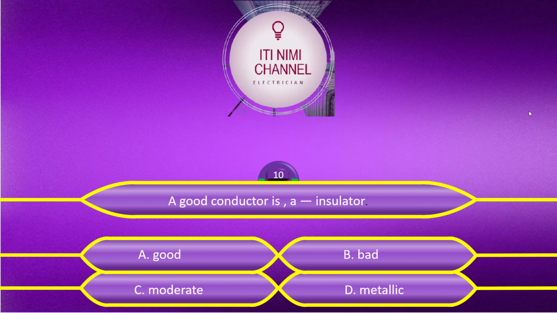A good conductor is a dash insulator. Good, bad, moderate, metallic. The answer is bad insulator.